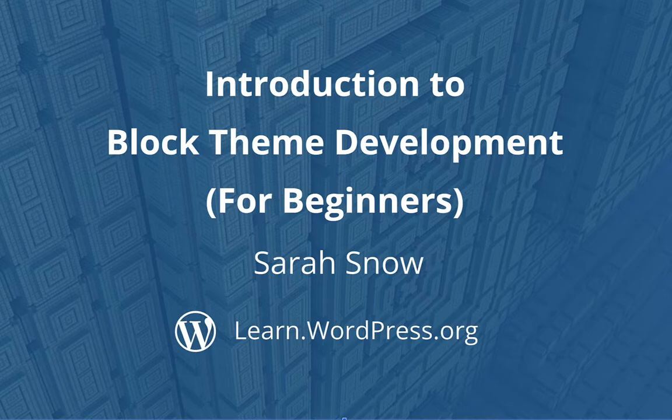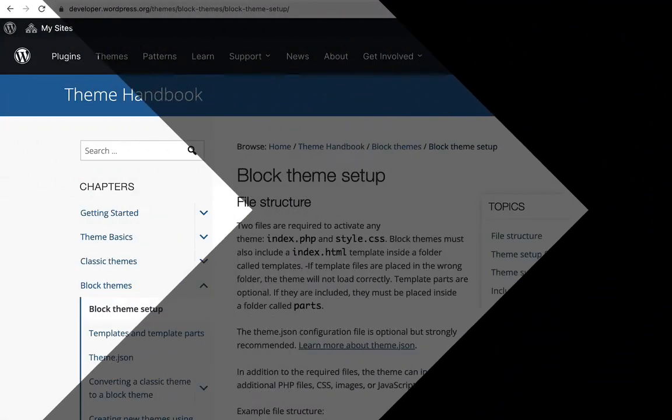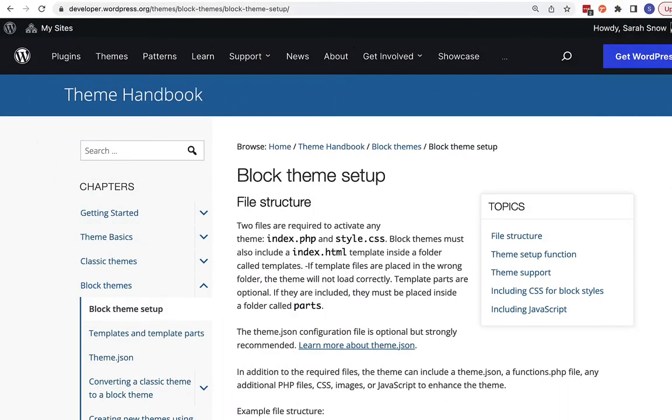If you're new to theme development like me, you might find it hard to picture the steps it takes to go from no theme at all to your very first blank custom block theme. The WordPress Developer Handbook explains it well, but what does this look like in action?